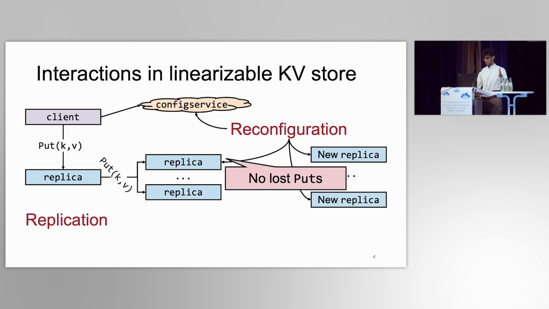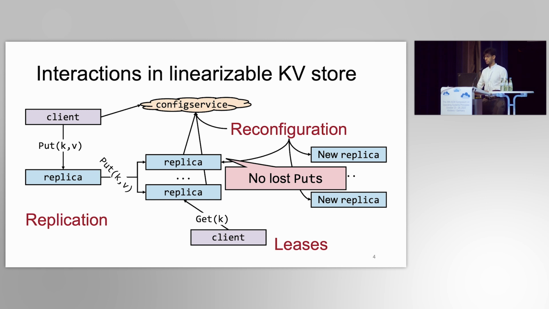A key consideration we have to make sure that reconfiguration is implemented correctly is we have to make sure that there's no lost put operations. And this is subtle because replication in the old configuration might be trying to add a new put operation while reconfiguration is trying to set up a new set of servers.